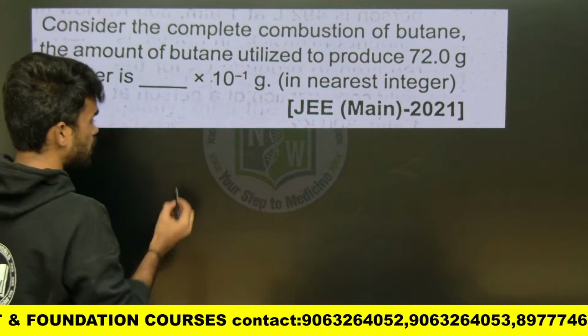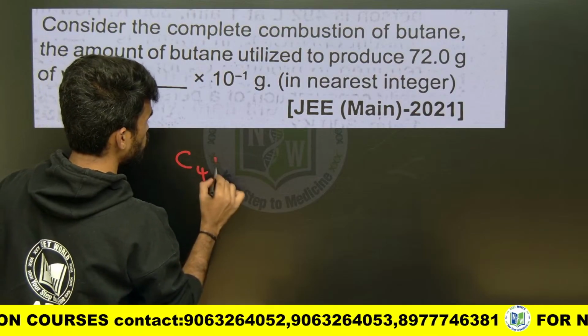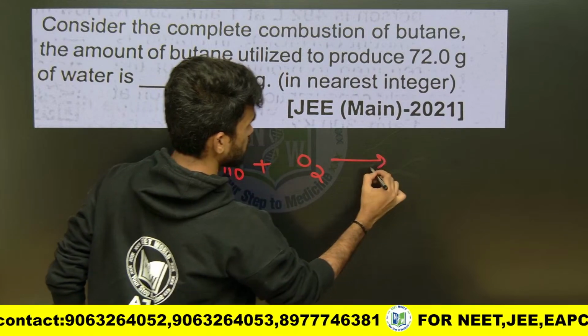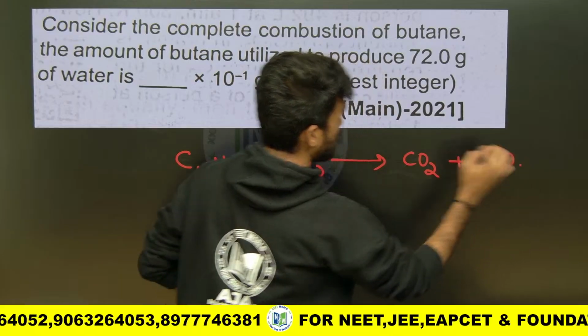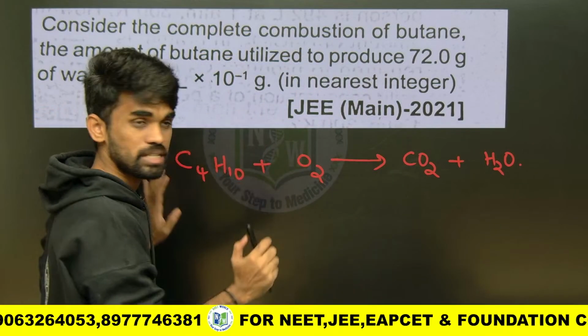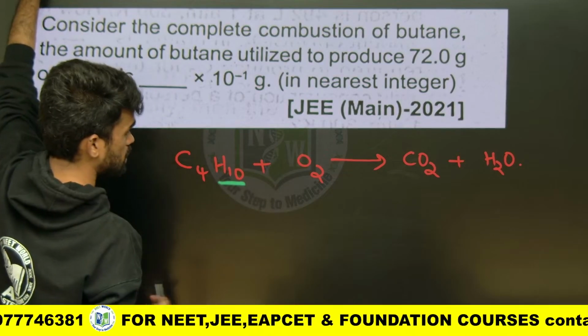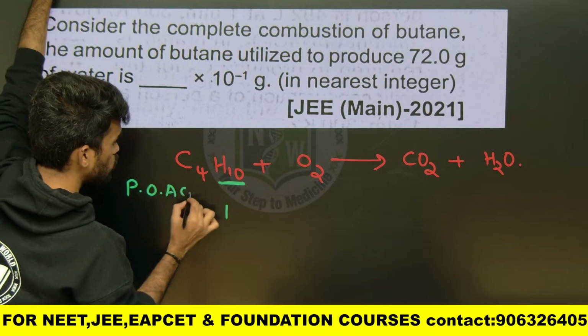See, butane, so I am not balancing, just writing the formula. Butane means C4H10, plus oxygen, combustion takes place to produce CO2 plus water. I haven't balanced the equation, I just wrote it. Now how many hydrogens are there here? There are 10 hydrogens, so I am applying POAC to the hydrogen atom.